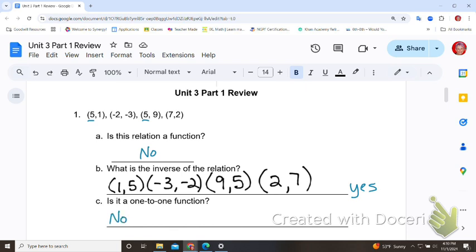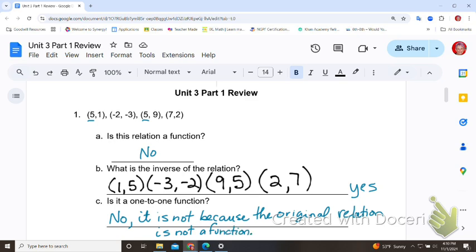because the original relation is not a function. So no, it is not. If it is not a function to begin with, it absolutely cannot be a one-to-one function because it's not a function at all. Right? So one-to-one is a special kind of function. If you're not a function already, you can't be a one-to-one function.